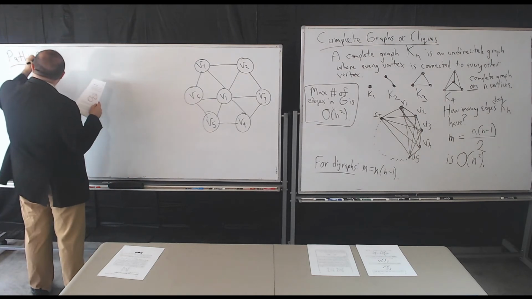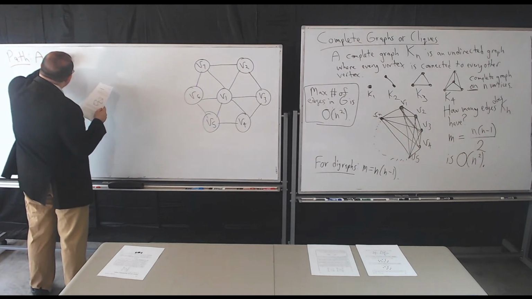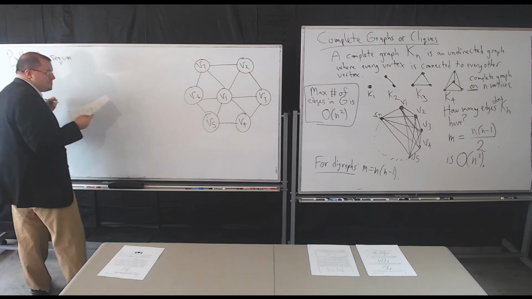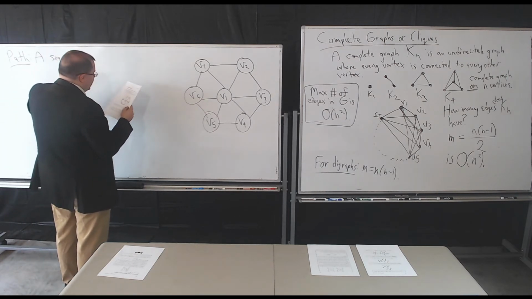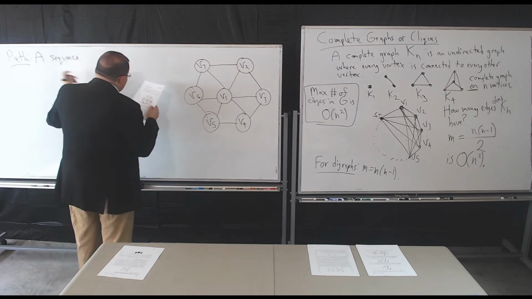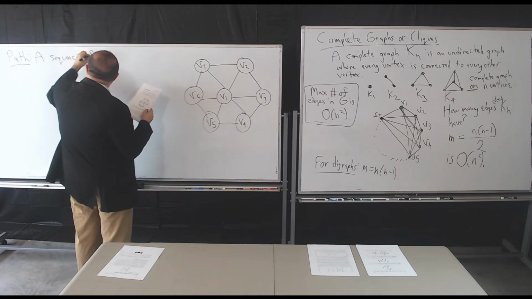So a path is a sequence. By the way, you don't need to know that that's a wheel graph. I just like to throw a little bit of graph theory here and there. A path is a sequence of adjacent vertices.